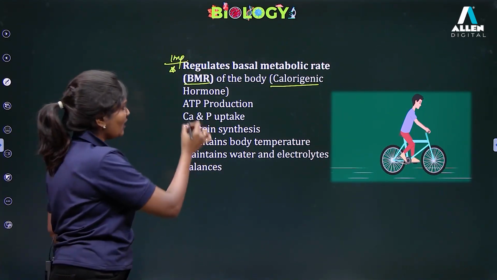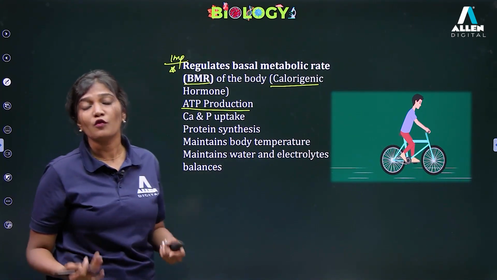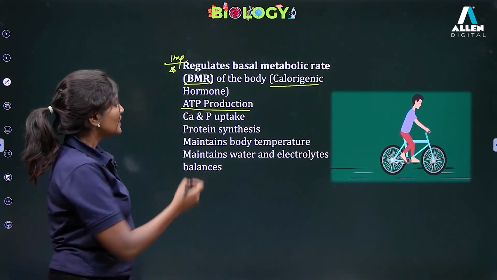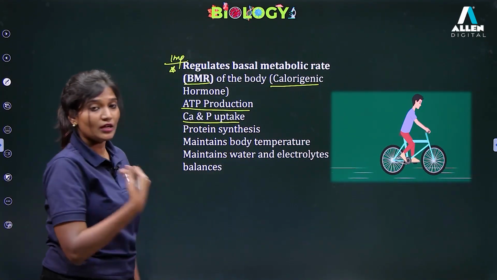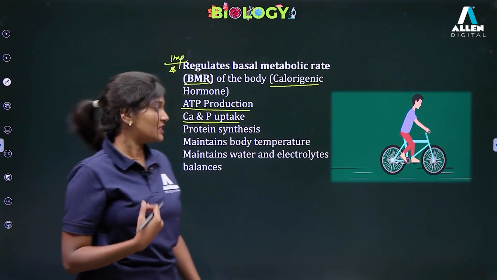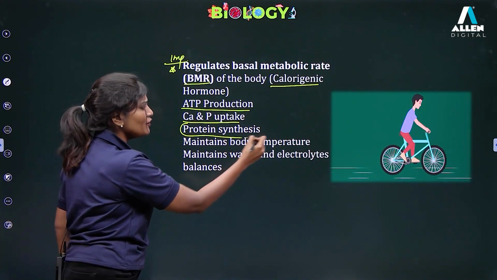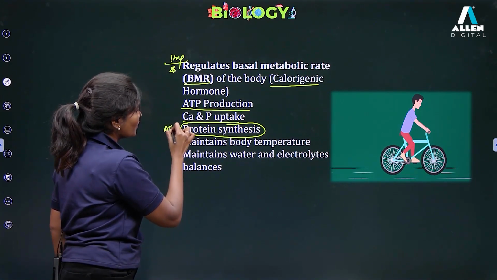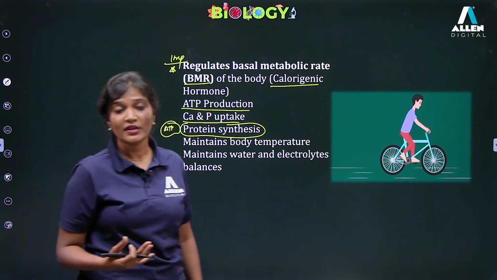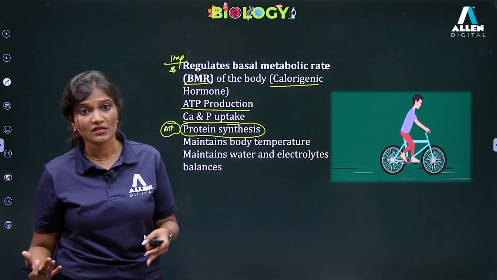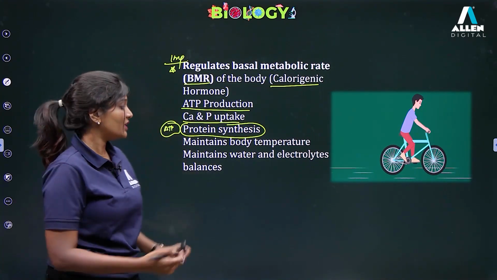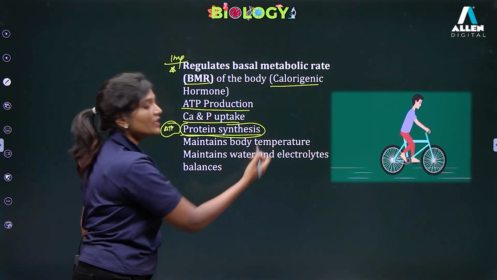Next important point, of course, energy will be in the form of ATP. And this hormone is responsible for taking in a lot of calcium and phosphate. Next, if you have a lot of ATP, then definitely what will happen? DNA synthesis will take place, then protein synthesis will take place. Using that protein, it is helpful to differentiate tissues also.